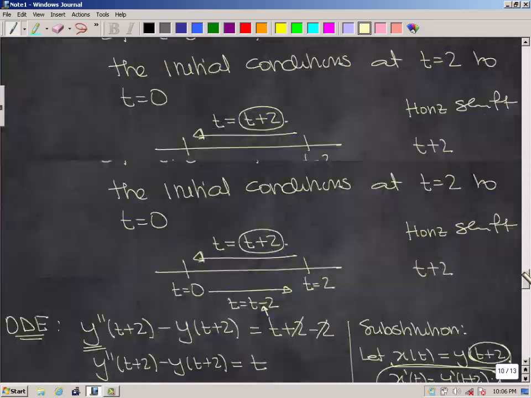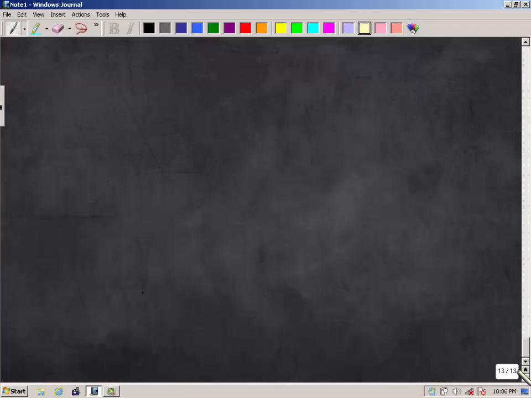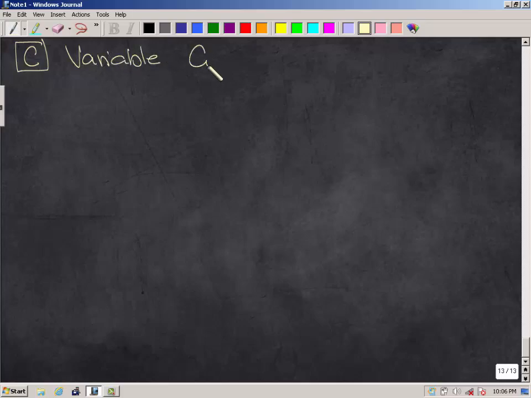Okay, what is this section? C. So let's start with variable coefficient problems. Now we're not going to be able to solve a whole bunch of variable coefficient problems, but there is a particular class of variable coefficient problems we can solve using Laplace transform. So that's pretty cool. But to do that, we're going to need some special Laplace transforms.